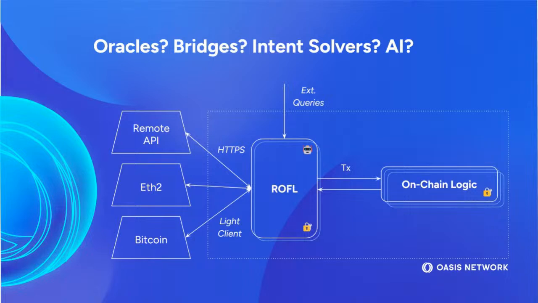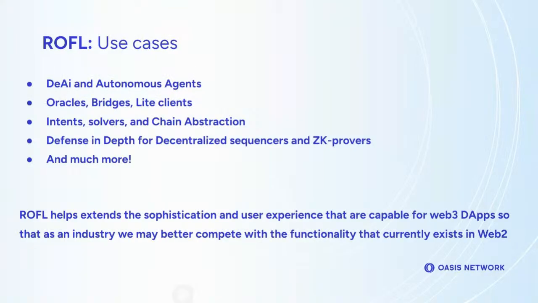So I think probably the use cases today that will be useful for subgraphs will be Opal and Sapphire. But I did want to just bring up the ROFL product for anyone who finds that interesting. I think I went over this, but decentralized AI, oracles, bridges, light clients, intent solvers, chain abstraction, and defense in depth for decentralized sequencers are all use cases that we see for ROFL. And hopefully some people in the hackathon like to play with it and experience what you can do with off-chain logic combined with a confidential blockchain network. That's it for my presentation today.